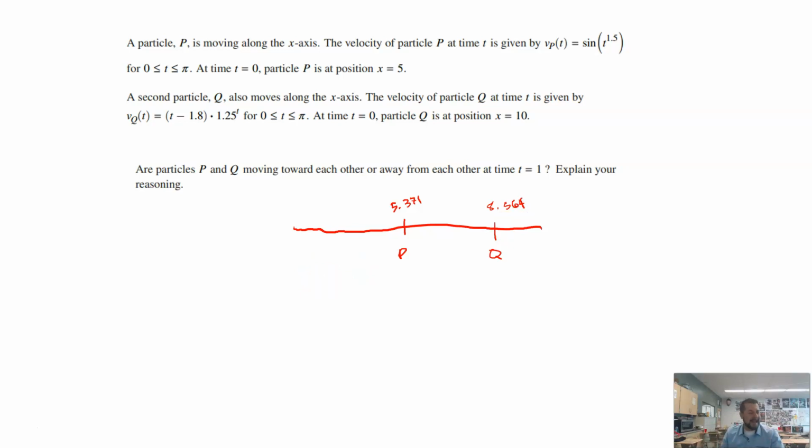The way that we find that is we just find the velocity of each of the particles at the time that we are interested in. We already have a velocity function, so when I plug 1 into my P particle, I get 0.841, which means it's moving in this direction. If I plug 1 into my Q velocity function, I get -1, which means it's moving in this direction. So we can say that those two are moving towards each other. And honestly, just due to the fact that we know the position and we know the velocities are not the same, the reasoning, honestly, is as long as you have both the velocities and both of the positions labeled, that's enough to say that they're moving towards each other.